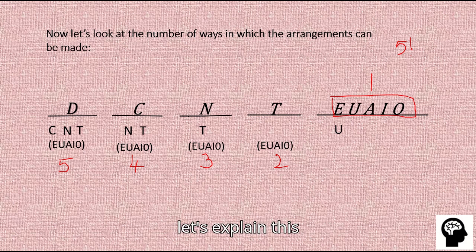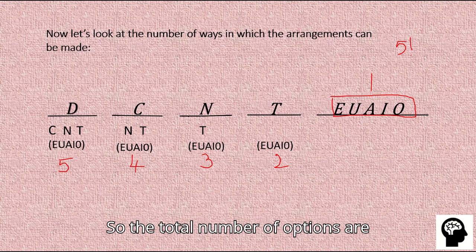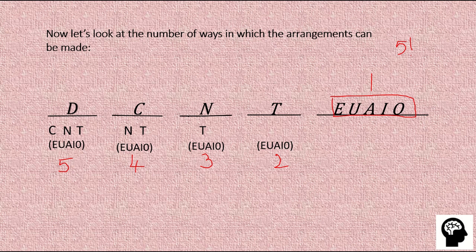Let's explain this visually. For the letter E, the options are U, A, I and O. So the total number of options are 5 here.